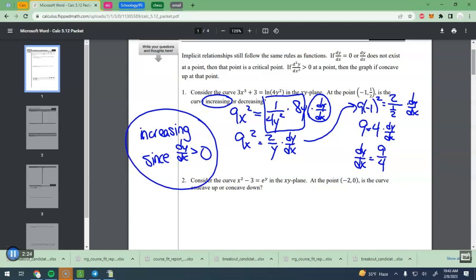So same process as we did earlier, just plug in the derivative, find out increasing or decreasing. This was section 5.2, I think. It's been a while, but they're just putting implicit differentiation in with it.